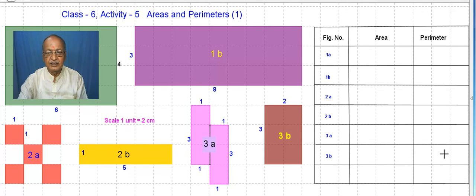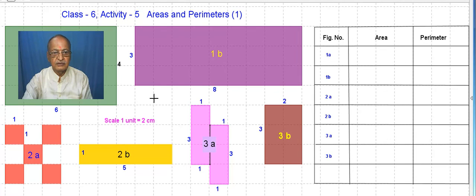So you can draw a few more figures yourself on graph paper, name them, and write the area and perimeter in this observation table. I hope you have understood the concept of area and perimeter, and you will solve some of the problems given in your textbook and learn the concept very well. So my best wishes to you.